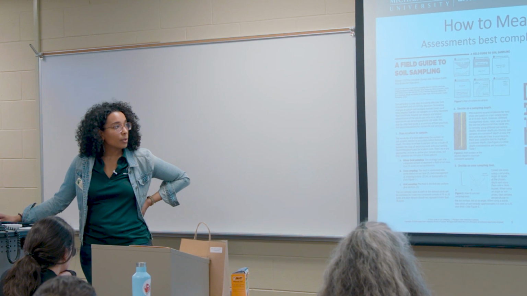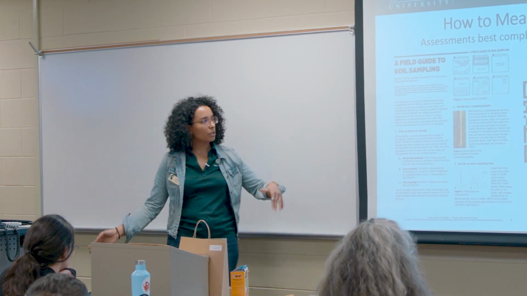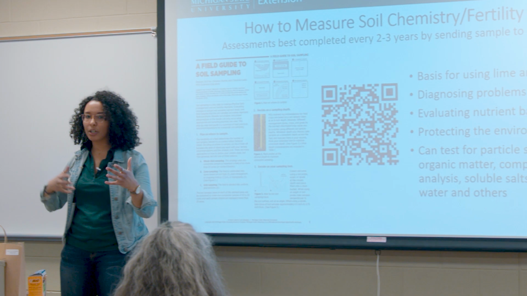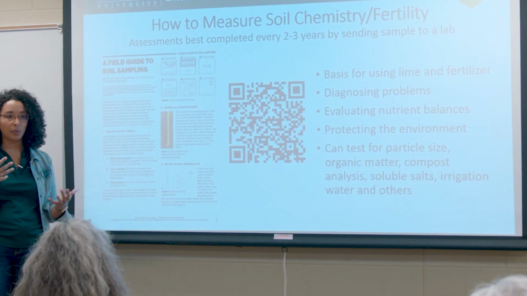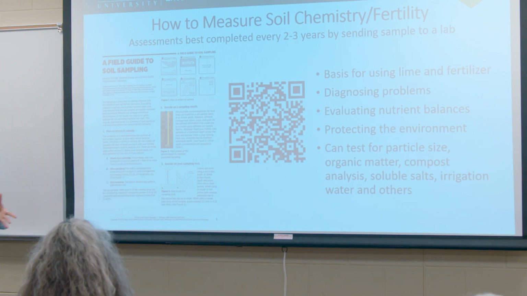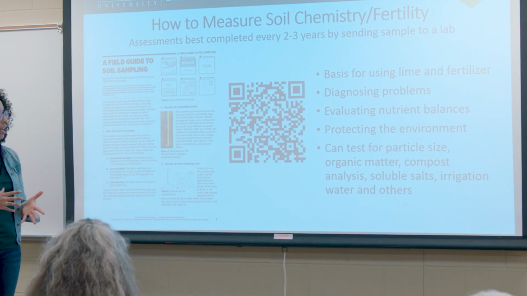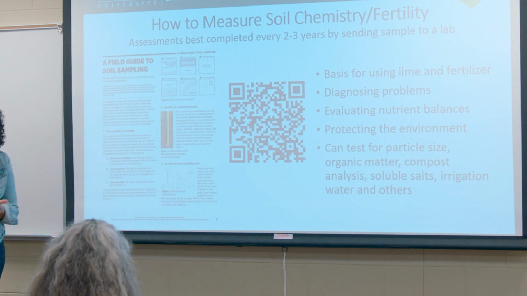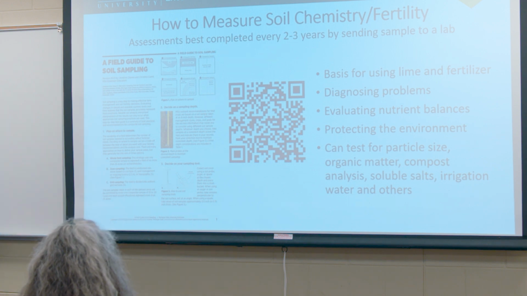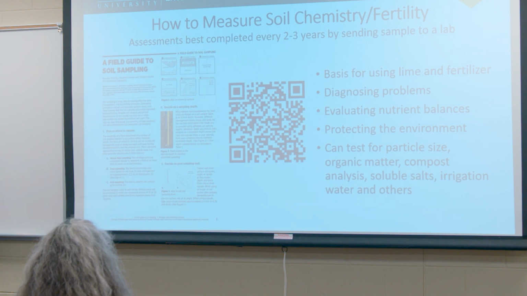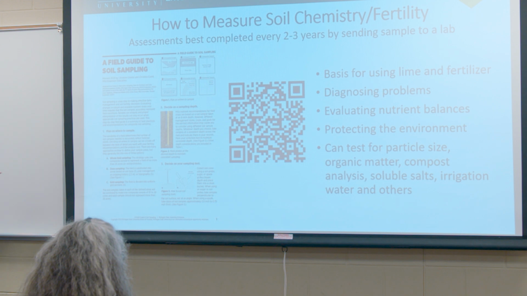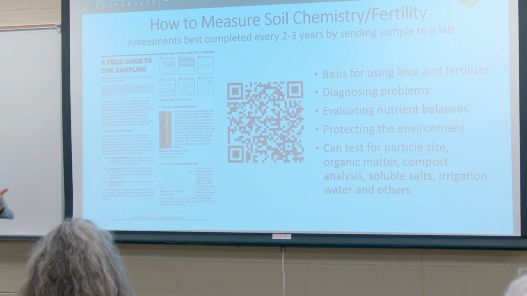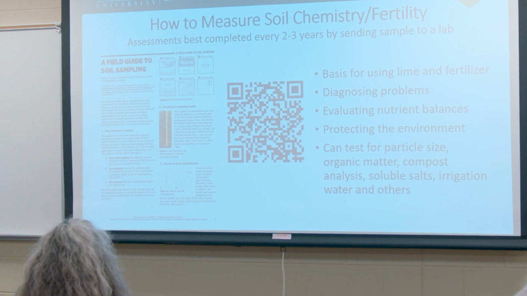Great. So a part of being able to manage your fertility plan and your soil chemistry is soil testing. So being sure to test your soils every 2 to 3 years. There's a guide to soil sampling available online. Soil testing gives you the basis for what your nutrients need for the type of crops that you're growing. It gives you the idea of what your soil pH is at. It can help you diagnose problems, be responsible with the environment in your applications, et cetera. You can also get organic matter percentages from a soil test.